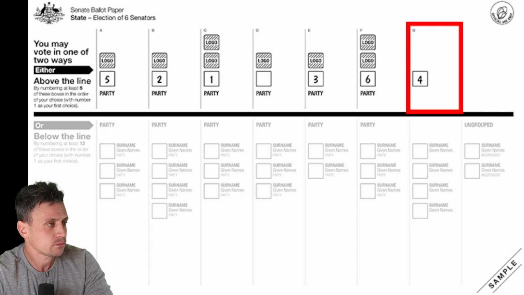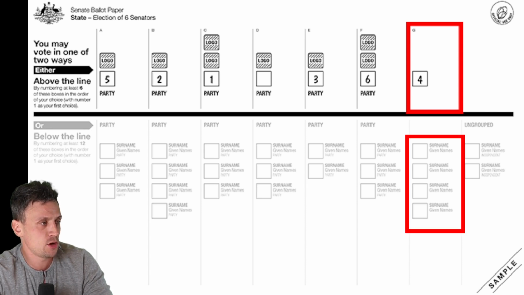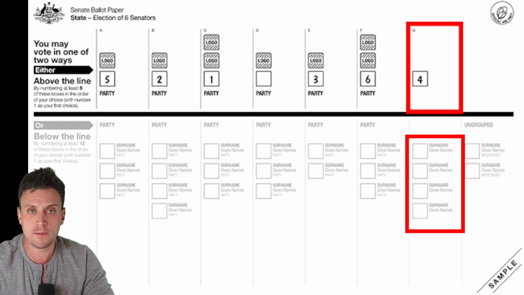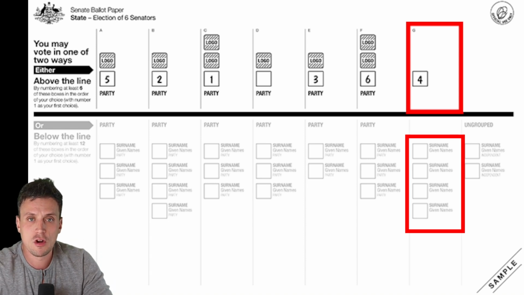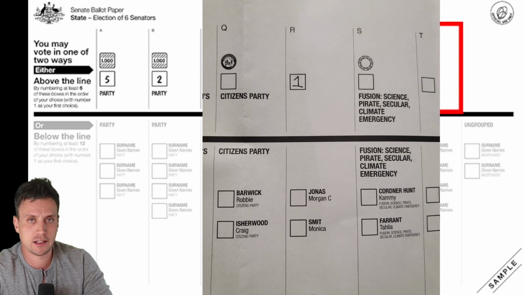Whereas, in a scenario such as G right here above the line, we have independents directly below G, but because they are grouped, as in they have decided to run together and submit a joint application with the AEC to run, they receive the privilege of having a box above the line, although they don't get a name and they don't get a logo. Once again, this is exactly how it looks.